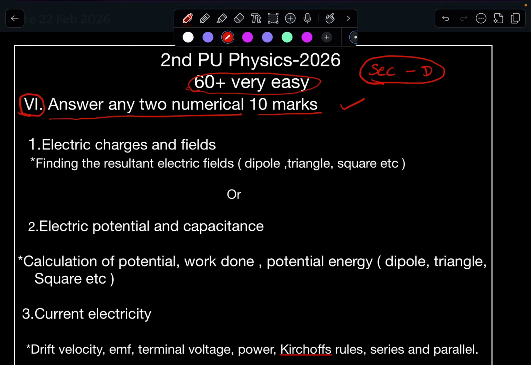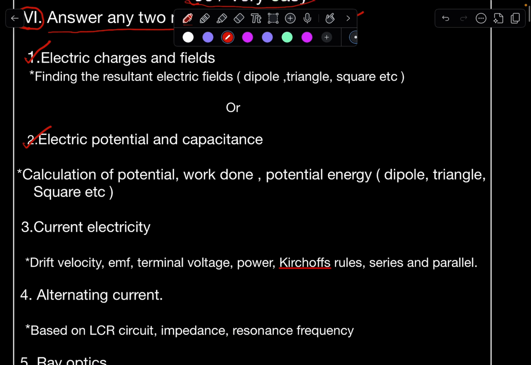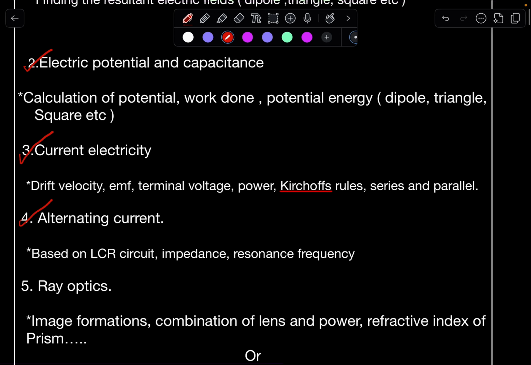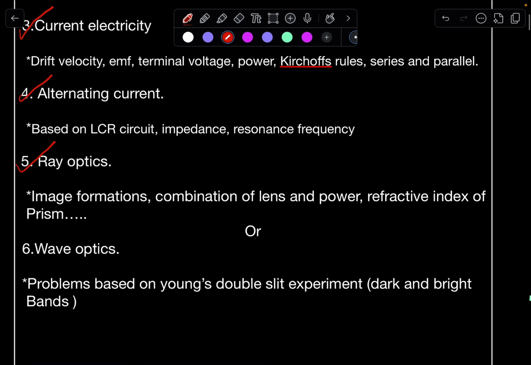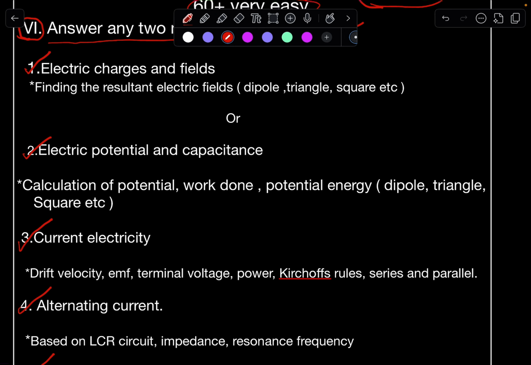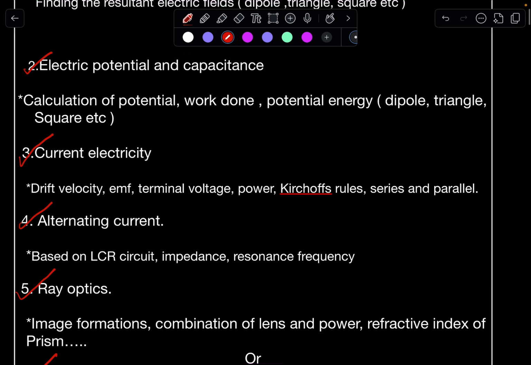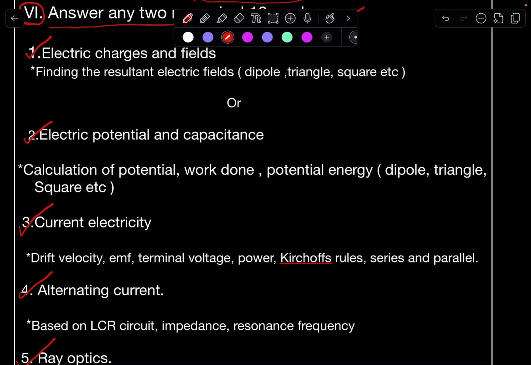What chapters are most important for numericals? First I will tell you. The chapters are electric charges and fields, electric potential and capacitance, current electricity, alternating current, ray optics, as well as wave optics. These are the chapters for 5 mark numericals. If you want to get 10 out of 10 in the numerical section, no need to study all these 6 chapters. You can concentrate on the 2 most important chapters, because so many numericals will always confuse you, correct or not?